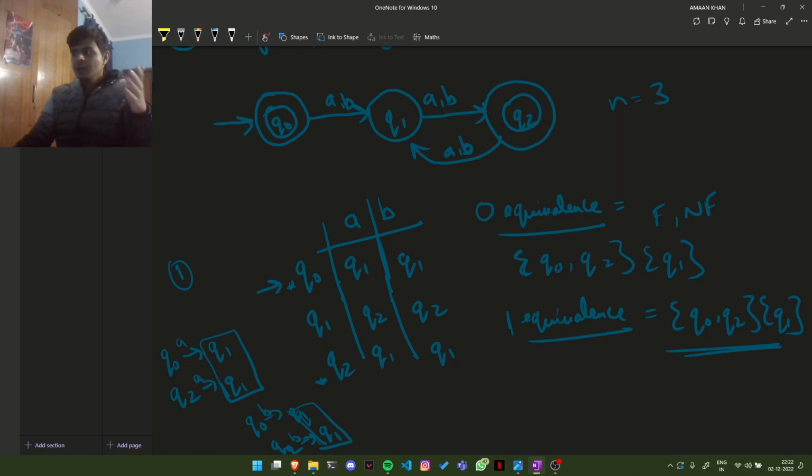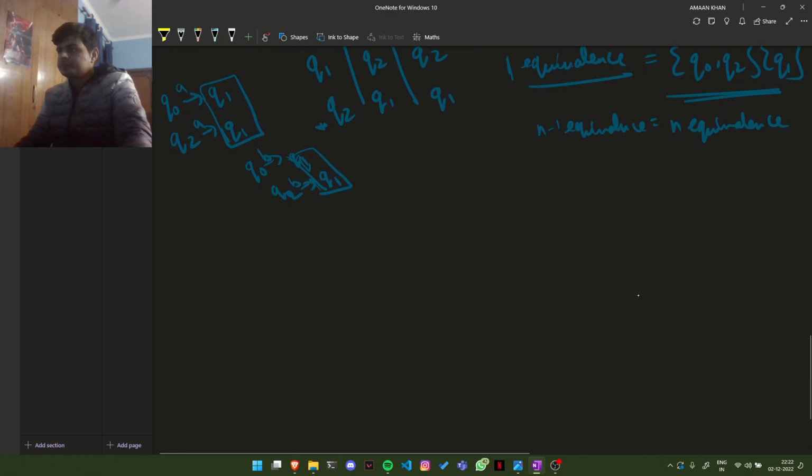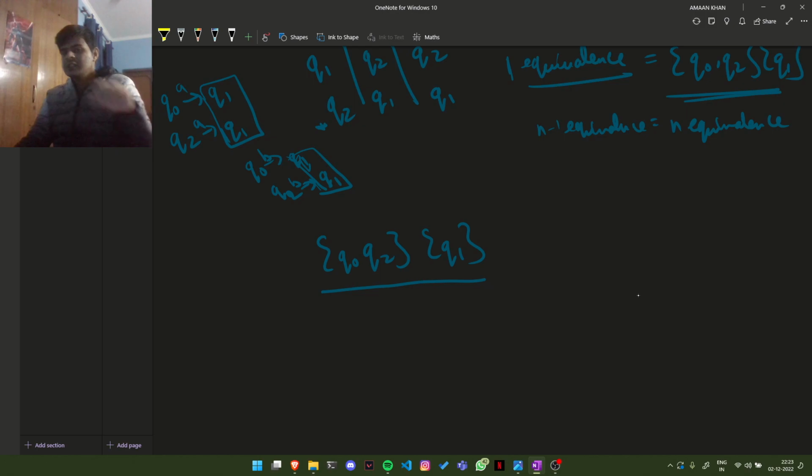Now when the zero equivalence and the one equivalence are the same, or in general when the n minus 1 equivalence is equal to the n equivalence, we stop the algorithm. That's the condition for stopping the algorithm. In this case, zero equivalence and one equivalence are same. So I am going to stop my algorithm. Now the sets I got were q0, q2 in one set and q1 in the other set. So what this signifies is that in my minimal DFA, q0 and q2 are going to be one state, and q1 is going to be the other state.